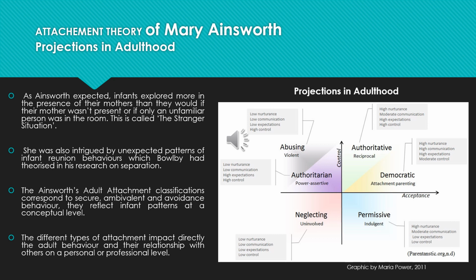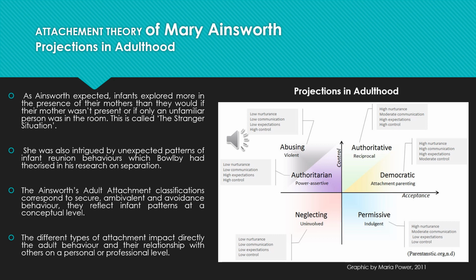The second one is the democratic projection. In this situation, the relationship between child and parents is based on high nurturance, high communication, high expectations, and moderate control from the parents over the child. In this situation, the child develops as an adult to be authoritative. This means he has a reciprocal behavior. He can accept challenges and take challenges.